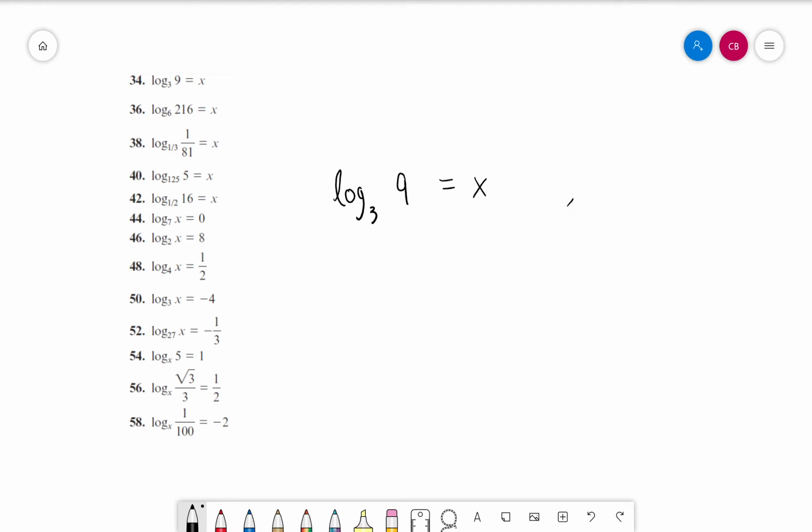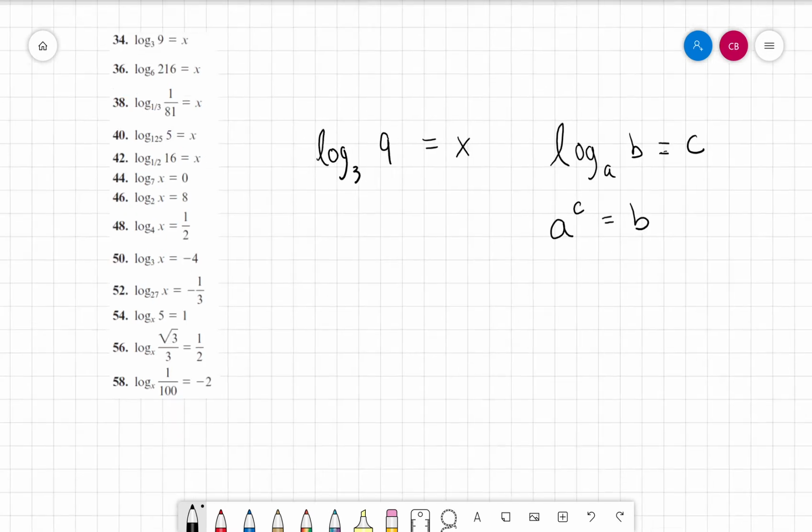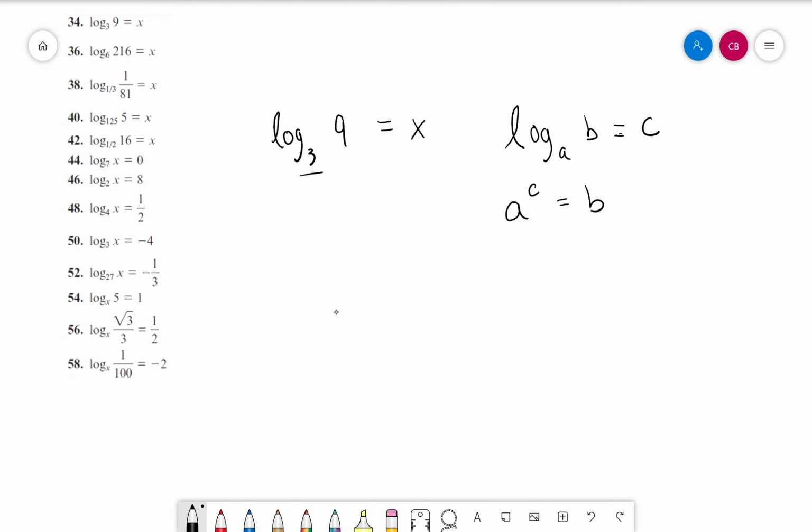The exponential form: if I have log base a of b equals c, then the exponential form, and you should write this down, is a to the c power is equal to b. So if we do that here, a is 3, c is x, so 3 to the x is equal to b, which is 9.